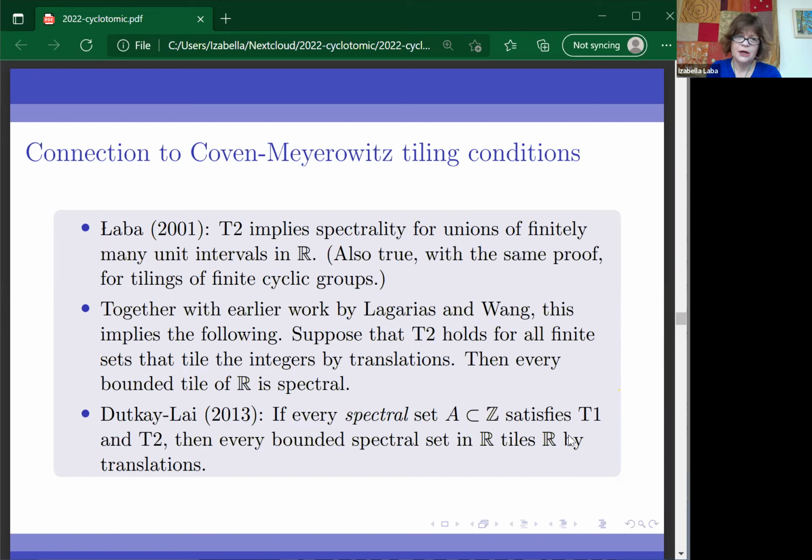Suppose that T2 holds for all finite sets that tile the integers by translations. Then every bounded tile of R is spectral. Lagarias and Wang reduced the problem to unions of finitely many unit intervals, and if we had T2 for those, then that would resolve this part of the problem. There is also a sort of converse due to Dutkay and Lai. If every spectral set of integers satisfies T1 and T2, then there's a reduction in the other direction.